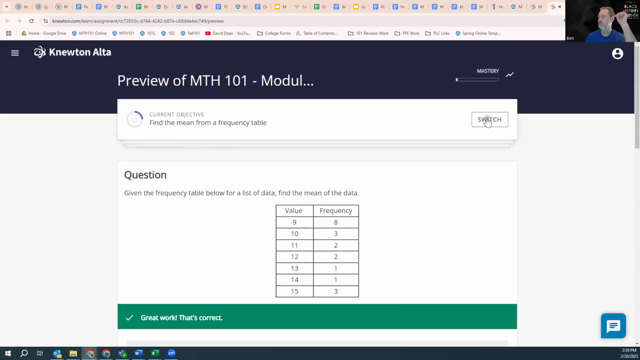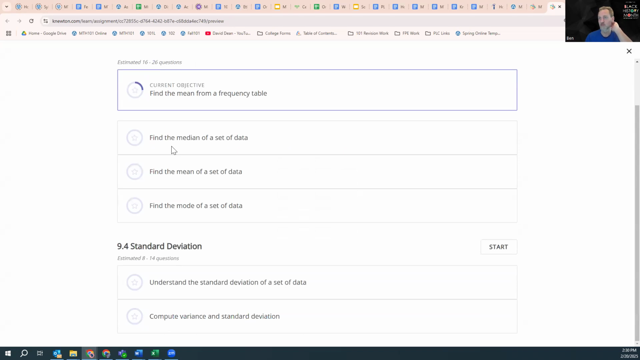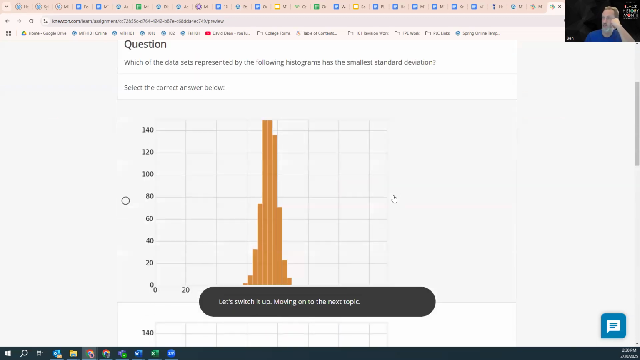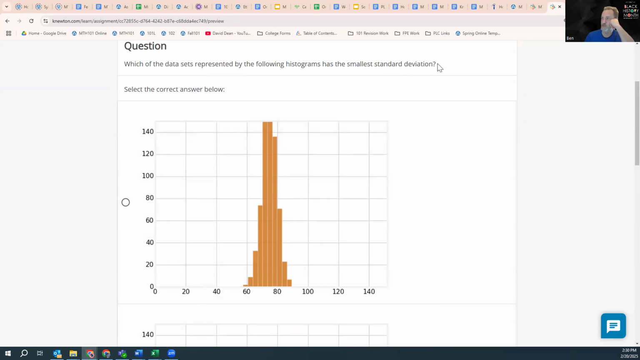Well, actually, let's switch objectives. It doesn't let me go forward here, but I could go into standard deviation. Okay, which of the data sets represented by the following histograms has the smallest standard deviation? The concept that we're working on here is that standard deviation is a measure of spread. So I want to know which one of these is the most spread out. This looks pretty concentrated to me. It's between 60 and 90. Again, I might think of it in terms of range, which is a very easy thing to calculate. If this was from 60 to 90, the range is 30.